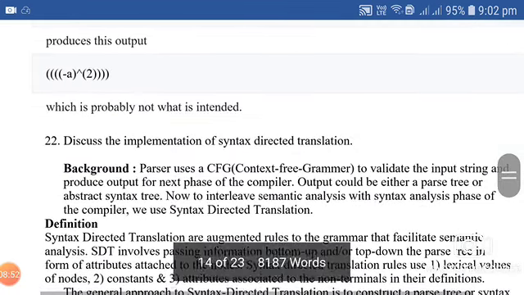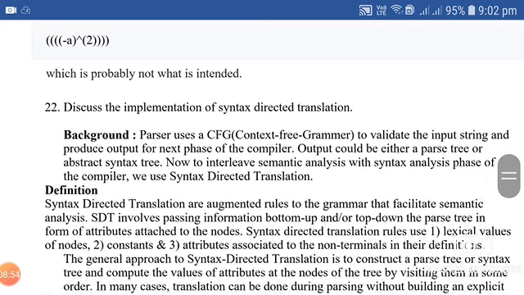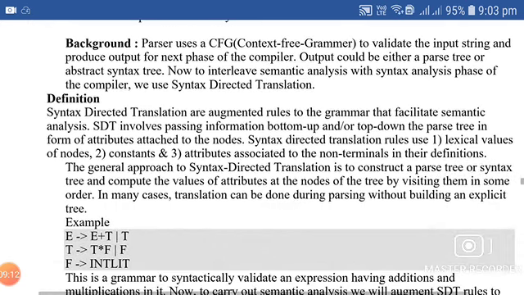Next we are going for the 22nd question. Discuss the implementation of syntax directed translation. So first is the background. A parser uses a CFG, that is context free grammar, to validate the input string and produce output for the next phase of the compiler. Definition: syntax directed translations are augmented rules to the grammar that facilitate semantic analysis.